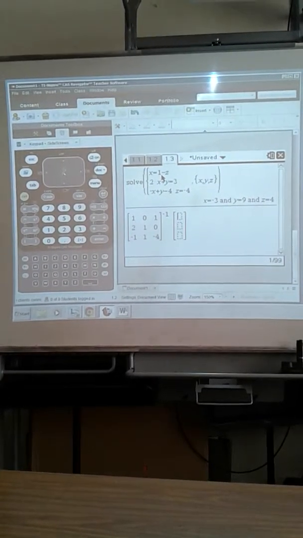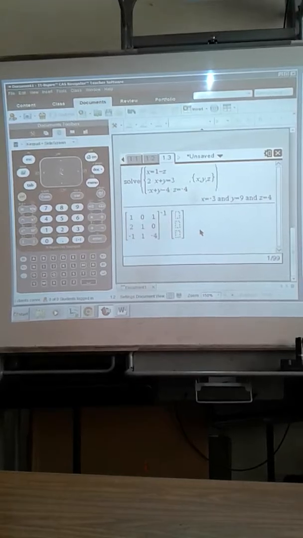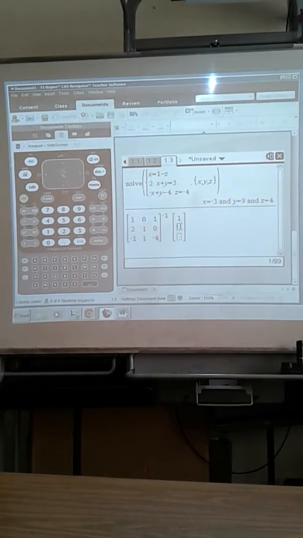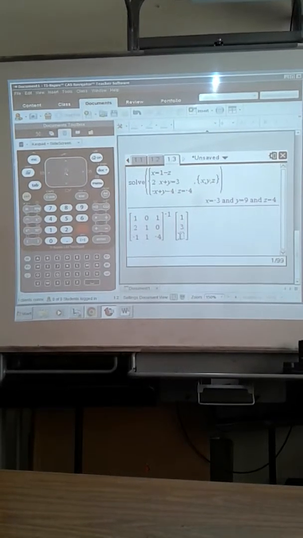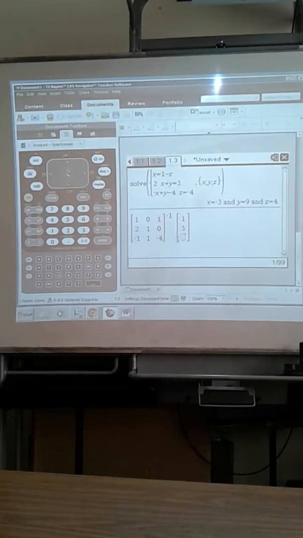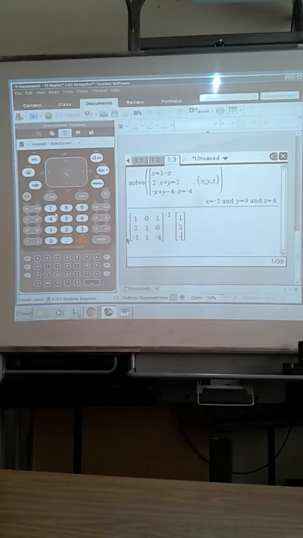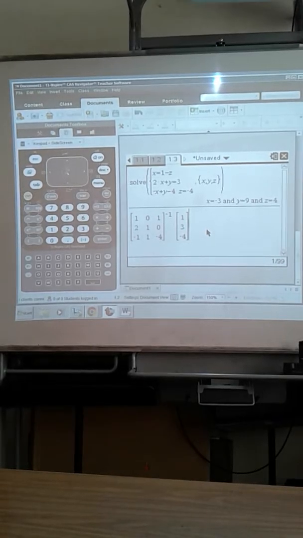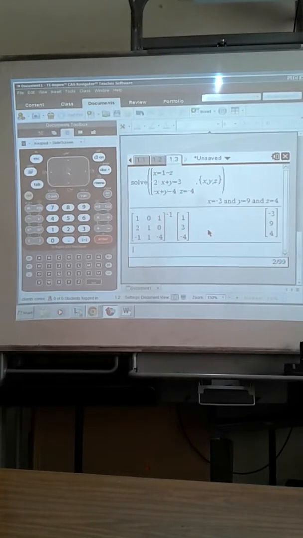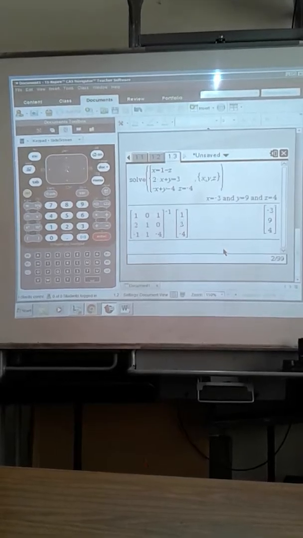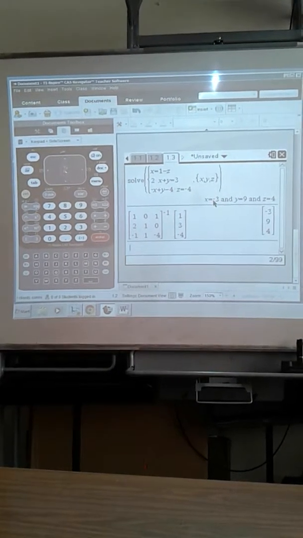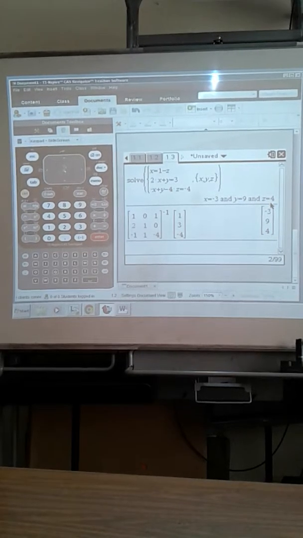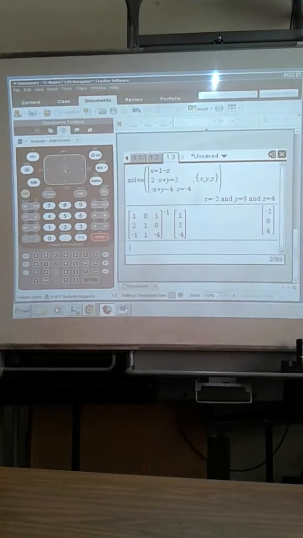And now let's put those answers. We were left on the right-hand side for the first equation with 1. We were left with a 3 for the second equation, and we had a negative 4 for the third equation. Make sure you wrote everything correctly, and if you press Enter, you should get the exact same answers that you got for the system above. Negative 3 for x, 9 for y, and 4 for z. Next problem.